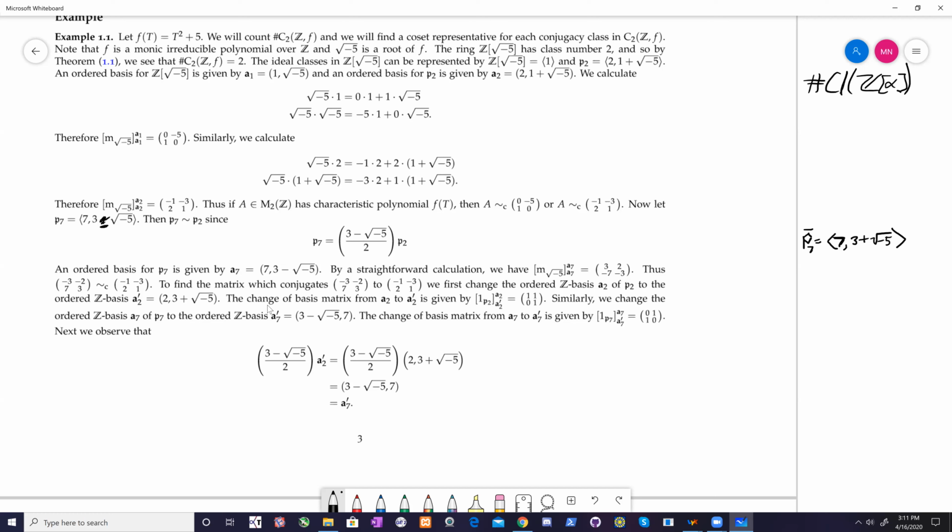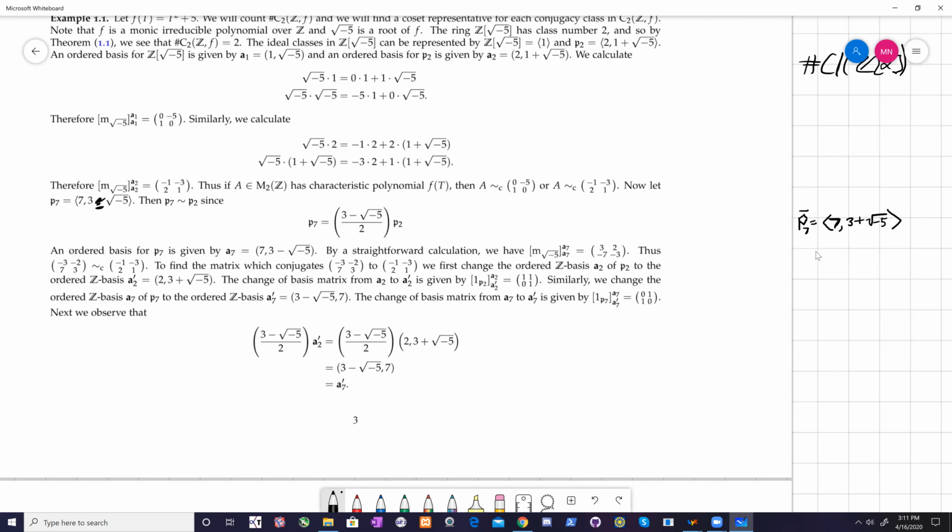We do the same thing with the ordered Z basis A7 of P7, and we change that one to A7 prime to this guy here. This is just a swap. Initially A7 is defined by 7, 3 minus square root negative 5. Now we want to swap it like this, and the change of basis matrix from A7 to A7 prime is given by this matrix here.